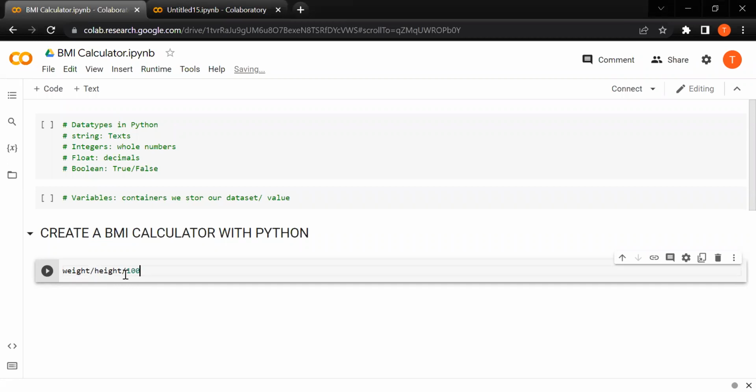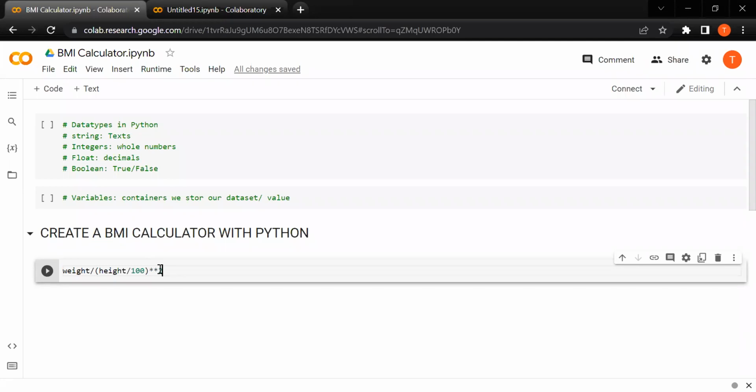So now we are raising this to the power of 2, so let's keep this in parentheses, to the power of 2. This is the formula for BMI. Good. So this is the BMI formula, and we want to use it now.